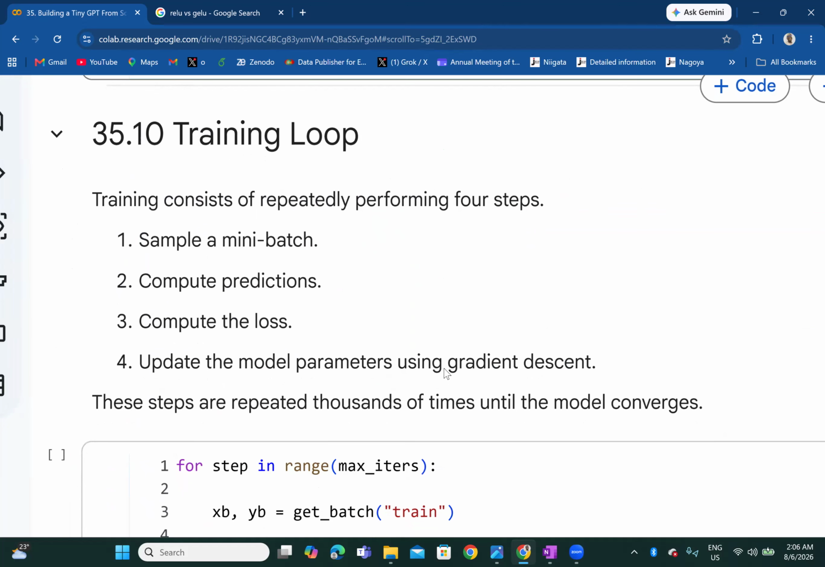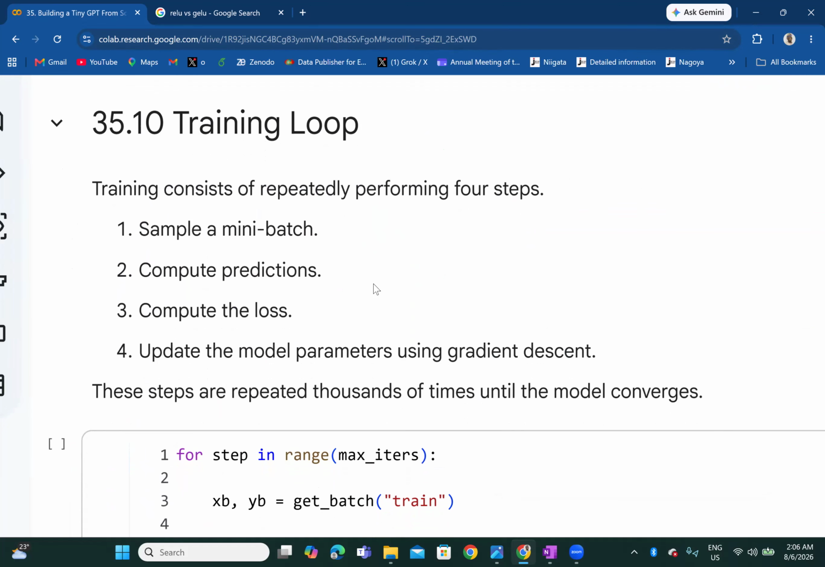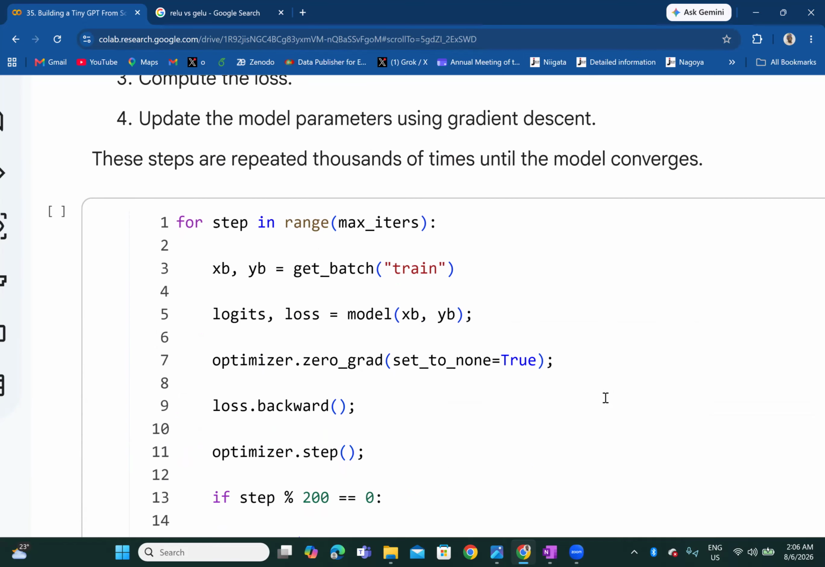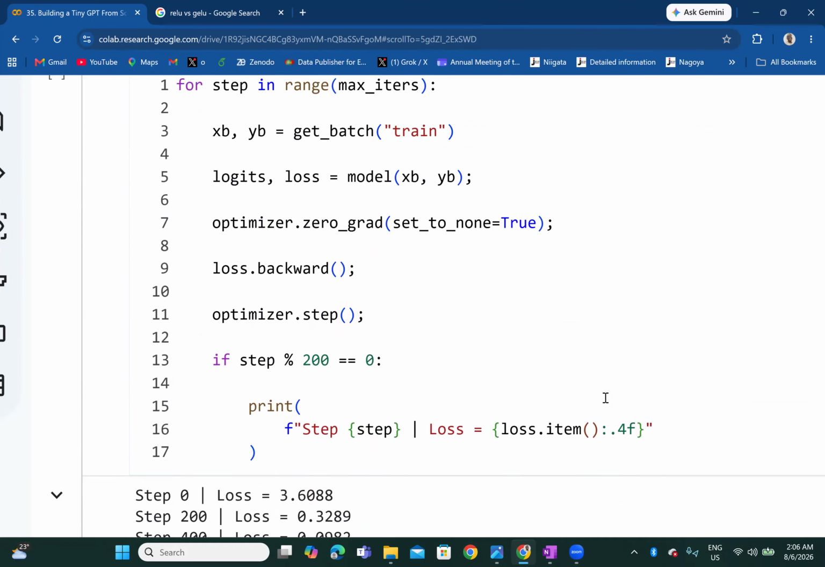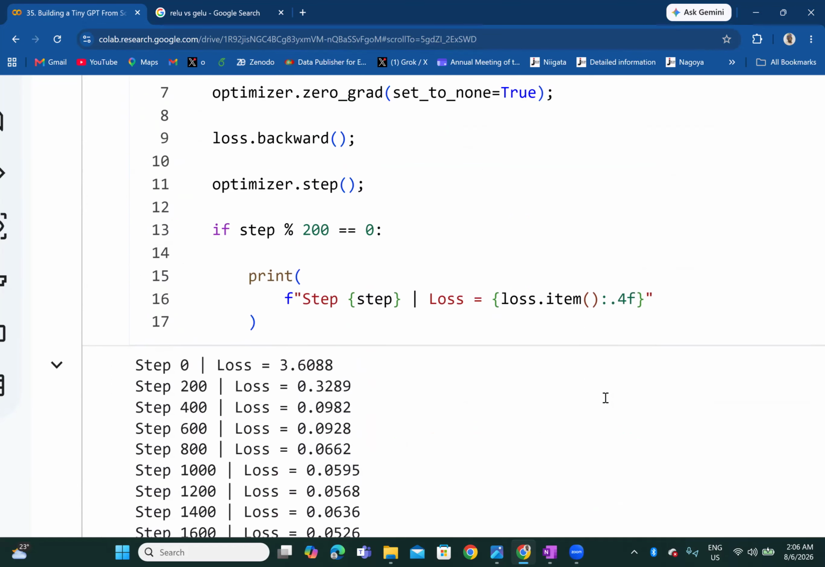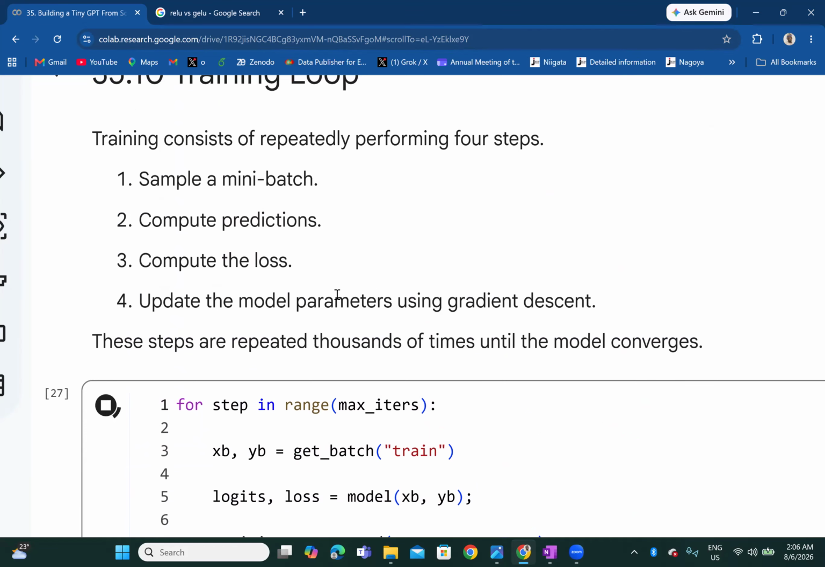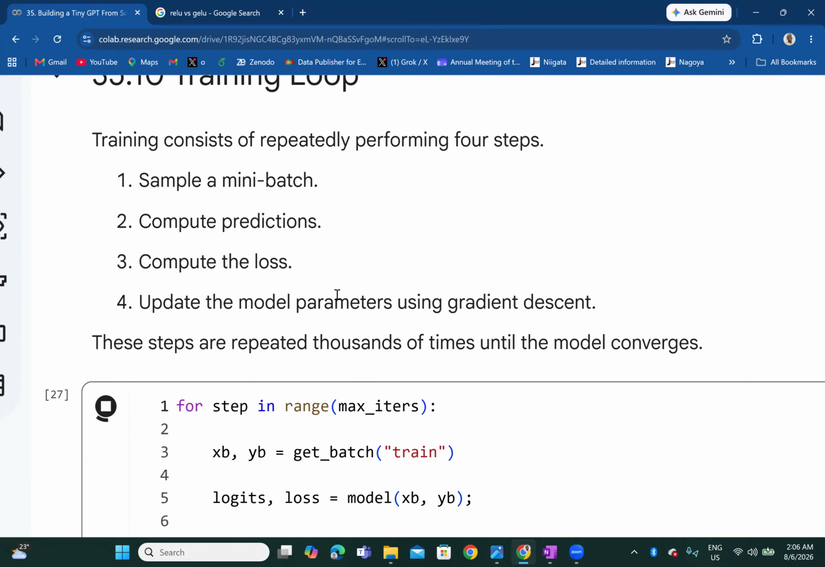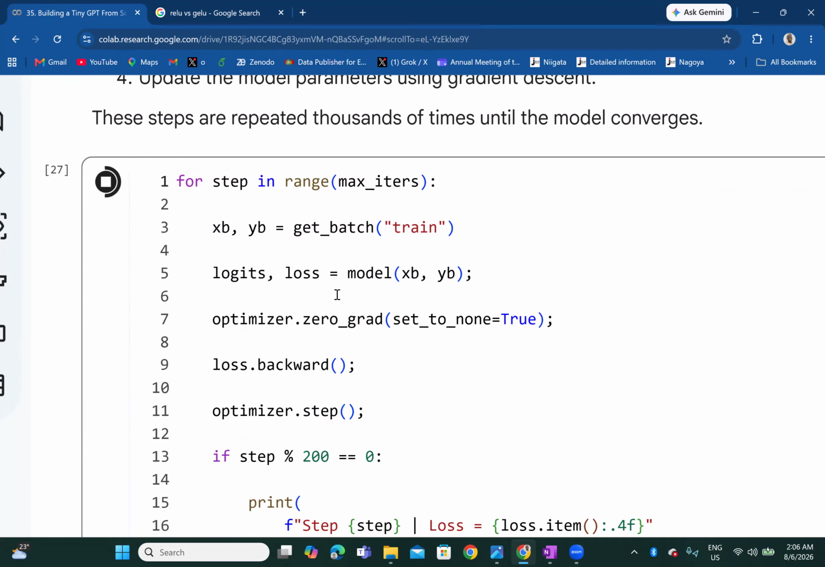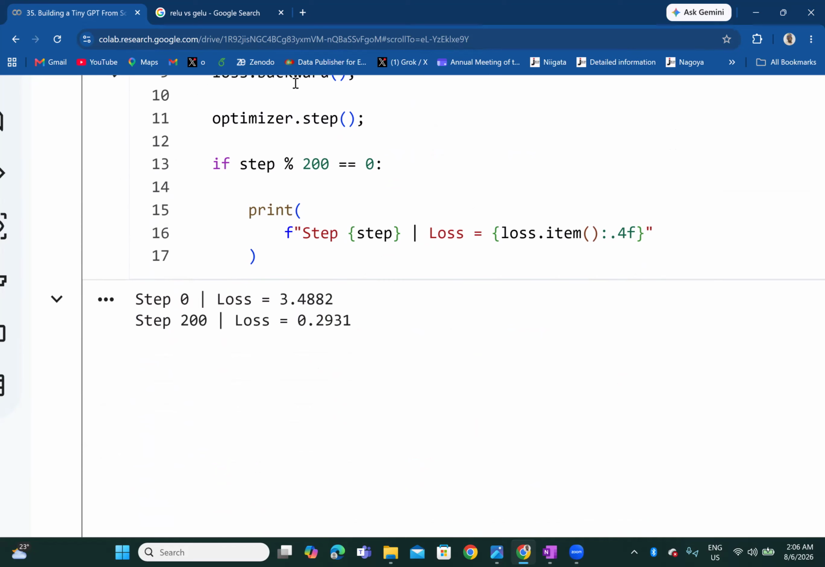And then we go for the training loop. Training consists of repeatedly performing four steps: sample a mini batch, compute predictions, compute the loss, and update the model parameters using gradient descent. These steps are repeated thousands of times until the model converges, and that's exactly what this code is doing. I did it before, but I want to do this again and see how far it goes. So we are training the loop by sampling a mini batch, computing predictions, computing the loss, and updating the model parameters using gradient descent until we get an acceptable loss.